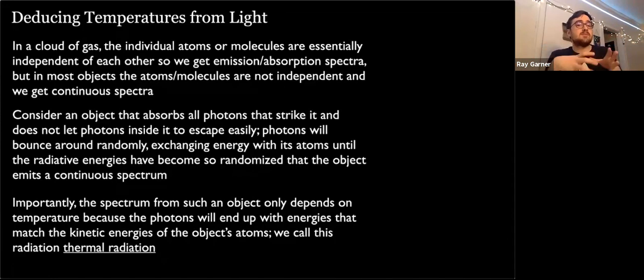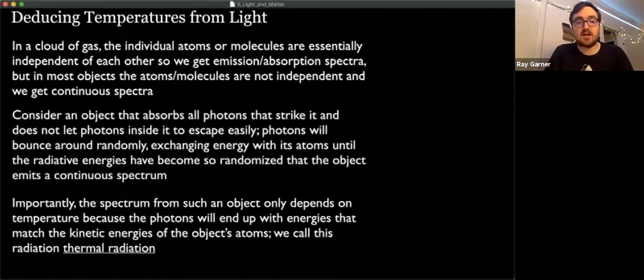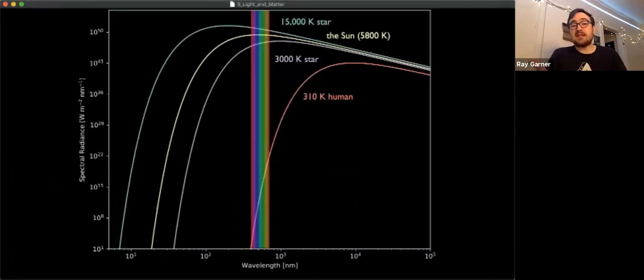Importantly, the spectrum from such an object only depends on the temperature, because the photons will end up with energies that match the kinetic energies of the black body's own atoms. So we call this radiation thermal radiation, or continuous radiation. Thermal radiation producing a continuous spectrum. So there's a lot of words. This is what it looks like.